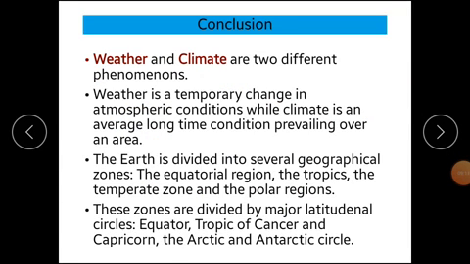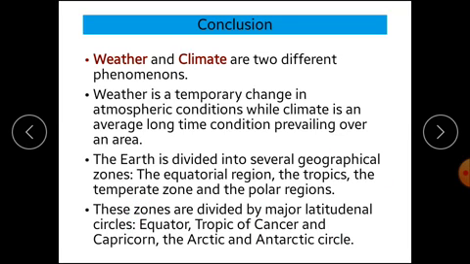So this concludes the first part of this chapter. We discussed weather and climate, that they are two different phenomena. Weather is a temporary change in the atmospheric condition of an area, while climate is a long-time atmospheric condition over that area. And that the earth is divided into several geographical or climatic zones: the equatorial region, tropics, temperate zone, and the polar regions. And these zones are divided by major latitudinal circles, that is the equator, Tropic of Cancer, Tropic of Capricorn, and the Arctic and Antarctic circles.